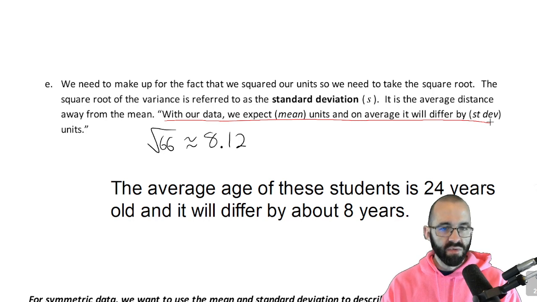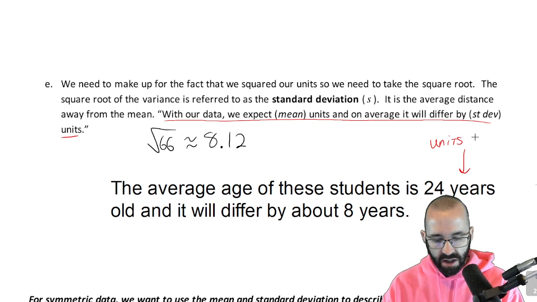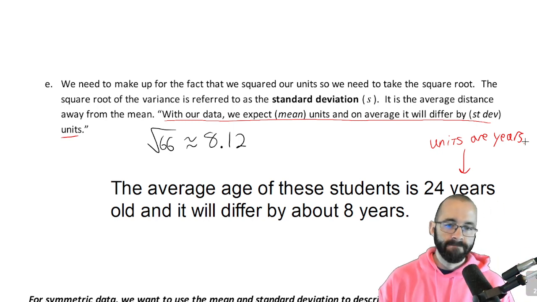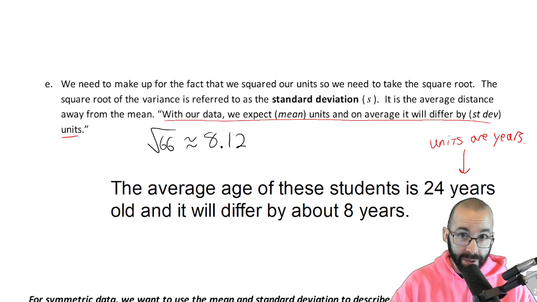We expect 24 years on average, and make sure to include the units. The units here are years. Okay, and that's what we've got here. And that's what we got going on for standard deviation. We'll do some more with it. We'll get some practice. We'll show you how to use a computer to help.